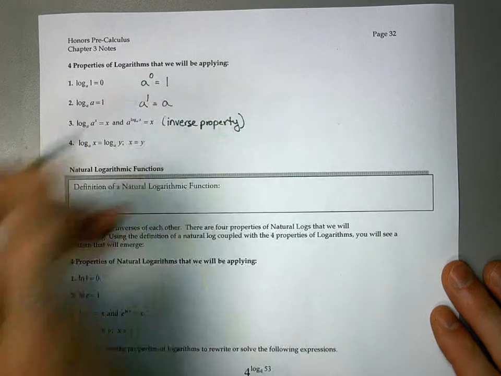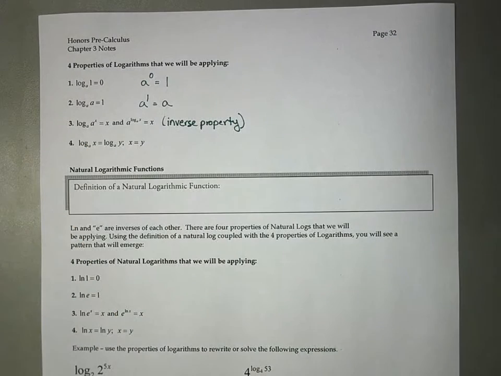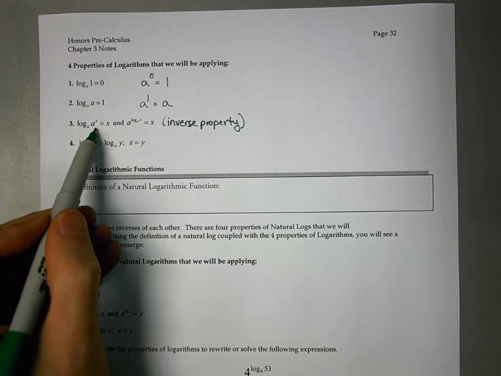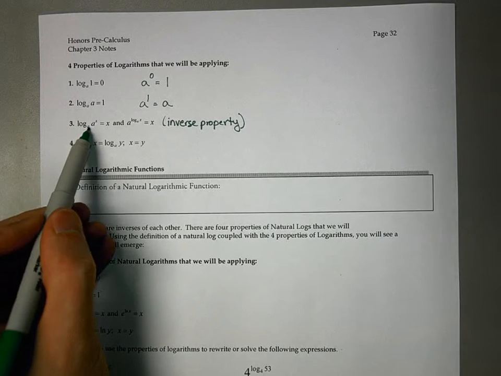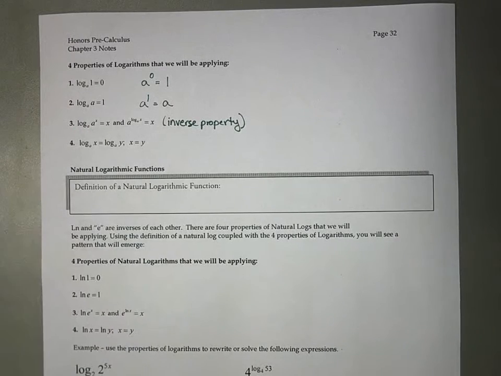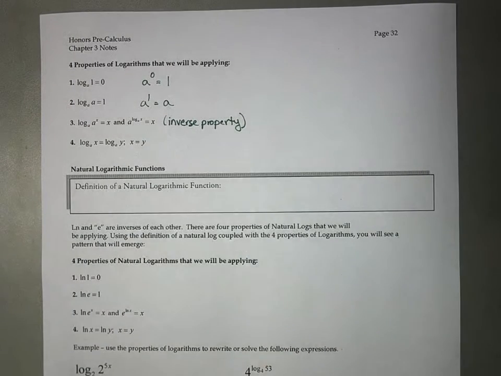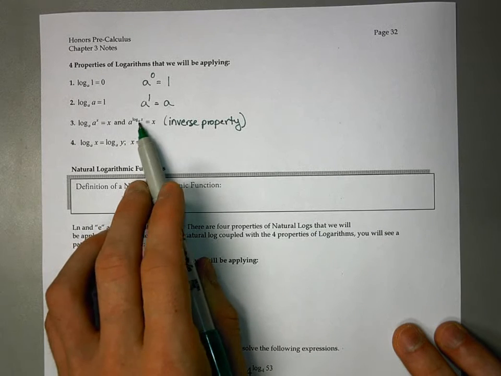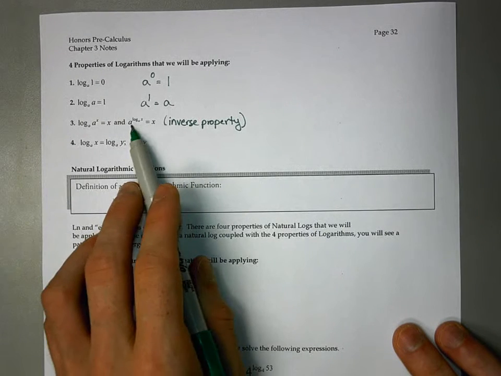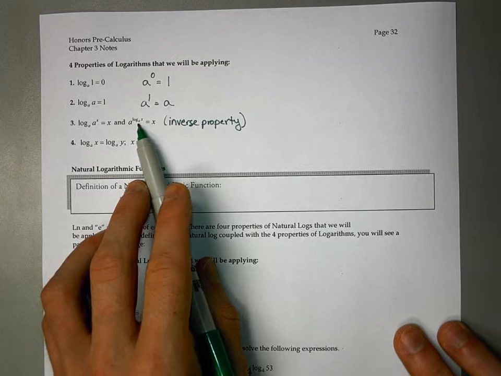We've already stated that logs and exponents are inverses of each other. So in terms of the mathematics, it looks like stuff is just going to cancel out. Here, log base a of a to the x is equal to x. The log base a and a cancel out, which leaves us just x left over. And here, a raised to the log base a of x is equal to x. A and log base a cancel out.